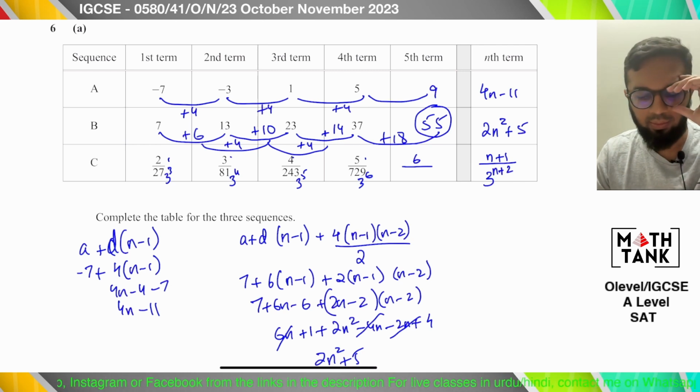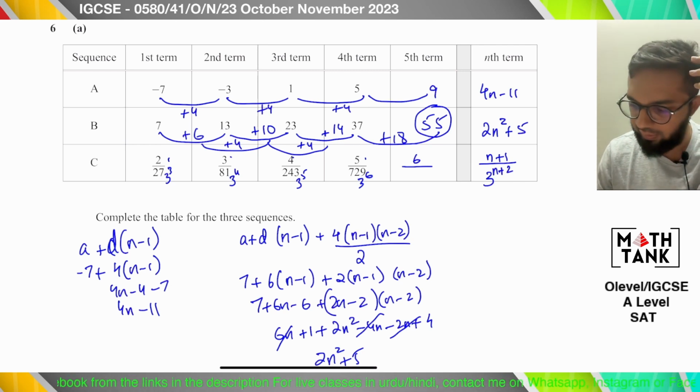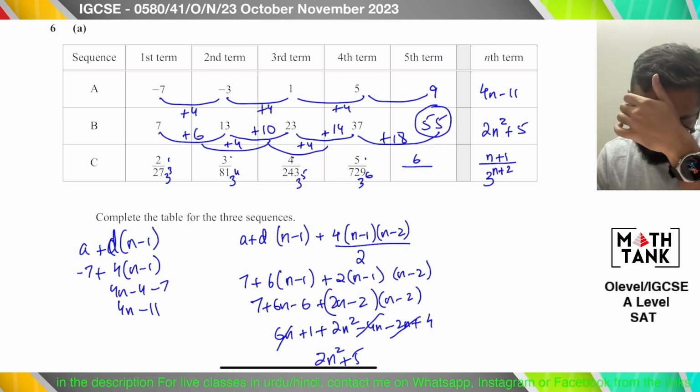So I see n plus 1 over 3 power n plus 2. This should be 8 over 3 power 7. What's 3 power 7? 2187.